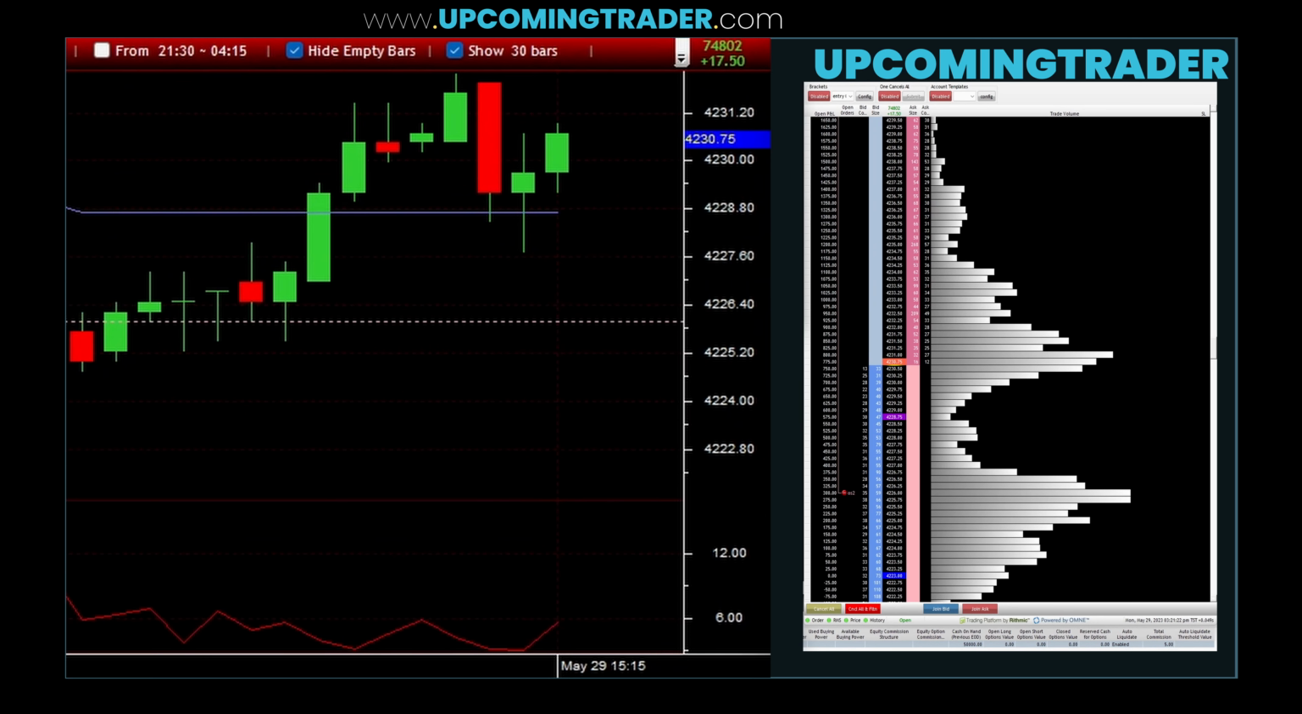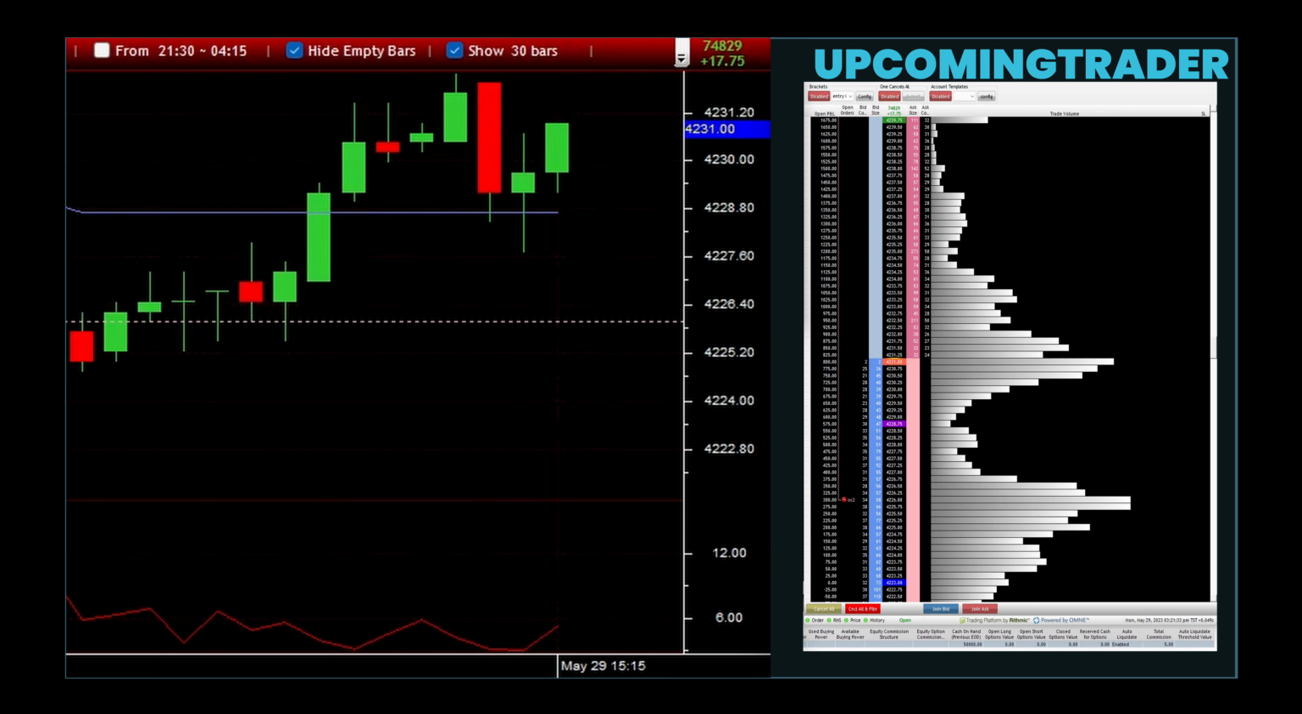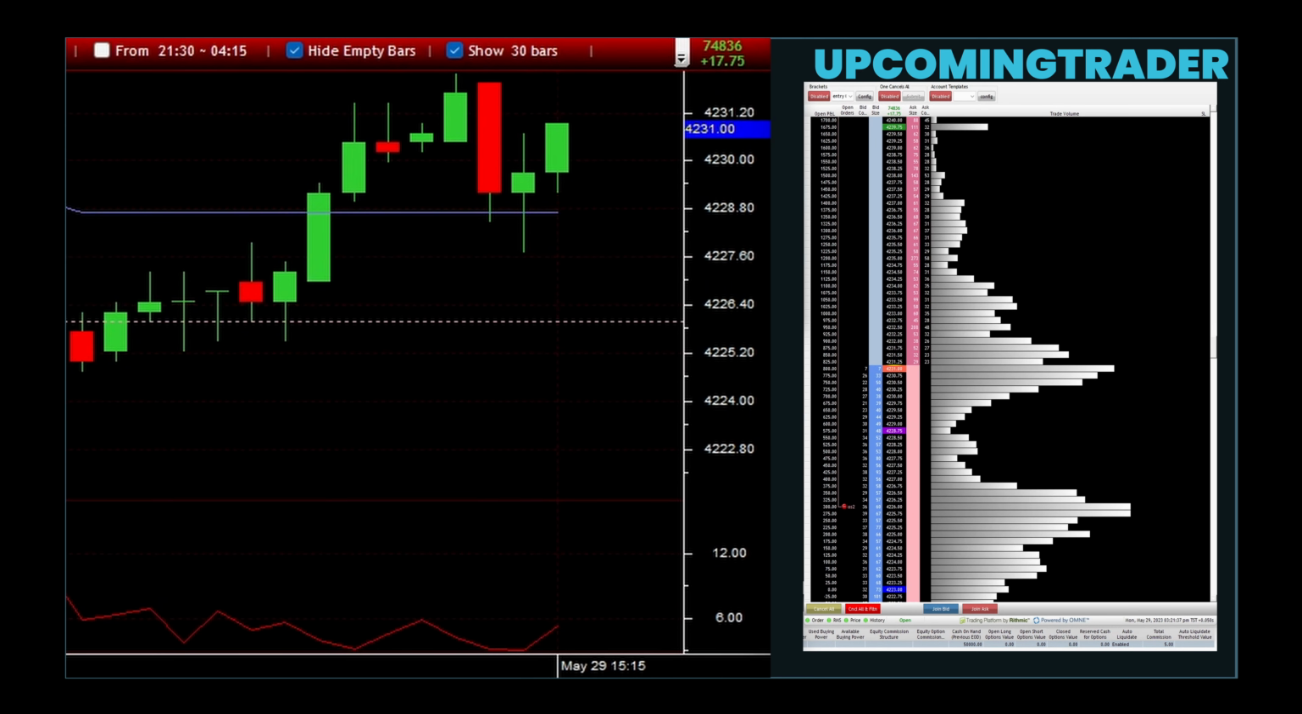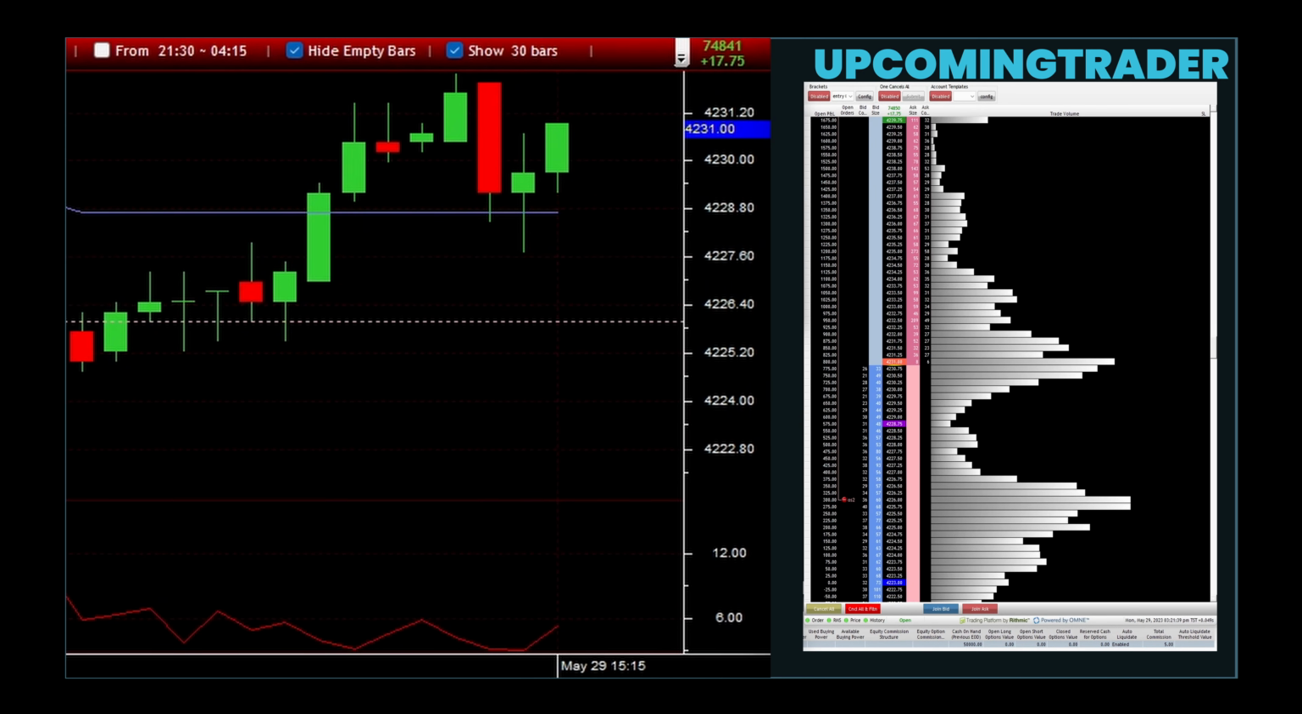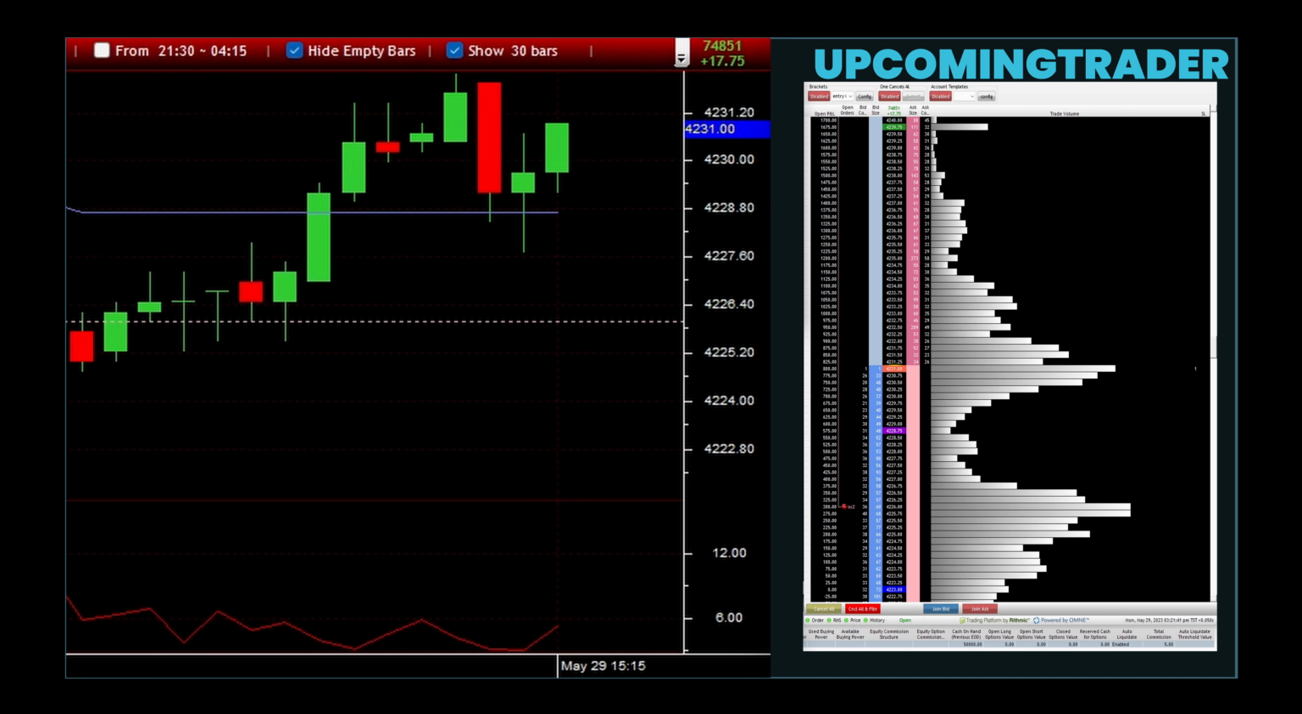Channels, whether ascending or descending, are another key pattern. Price moves within these parallel lines, and a breakout from the channel often signals a strong trend continuation. If an ascending channel breaks upwards at the same time as a bullish moving average crossover, it strengthens the buy signal.